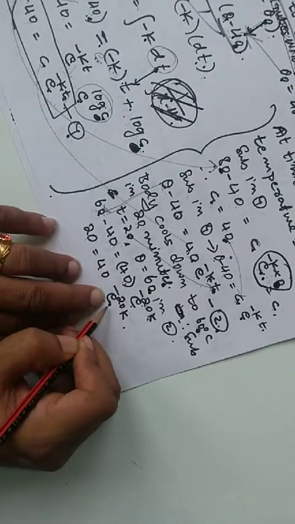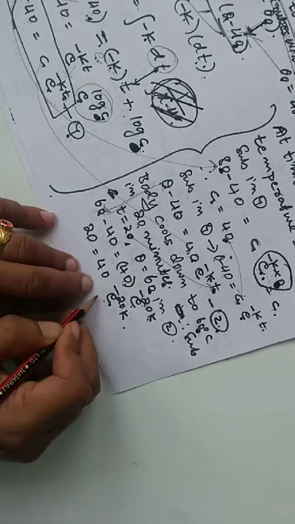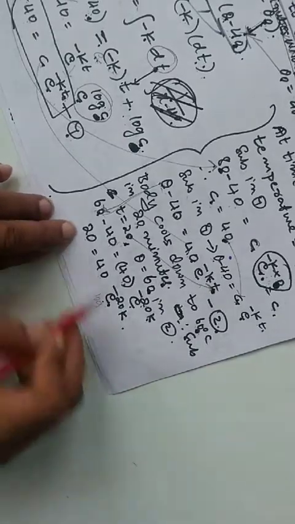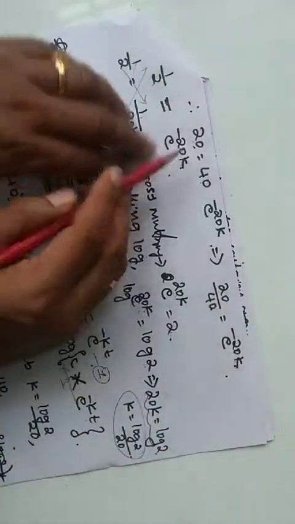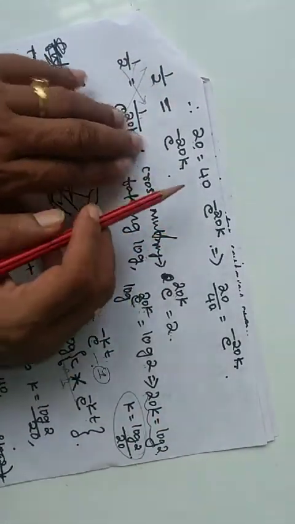Now I have to remove this e. To remove this e, what do I have to do? Take the log on both sides. 20 by 40 is equal to half. You will observe that here. So what are you getting? 20 is equal to 40 into e to the power minus 20k.